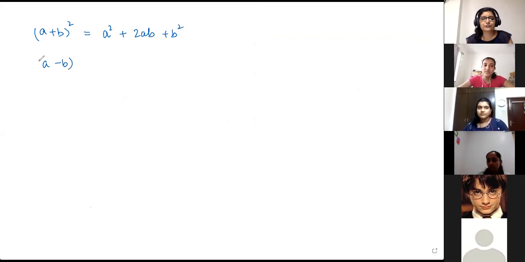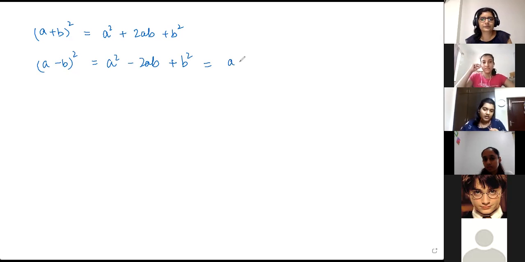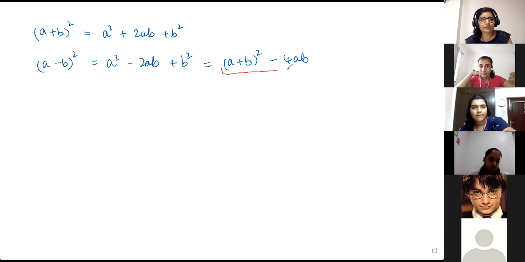A minus b whole square. Suhani? A square minus 2ab plus b square. This is equal to, another way of writing it, a plus b bracket square minus 4ab. Because you mentioned this, do you know how we get this?